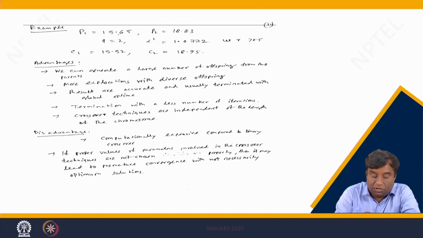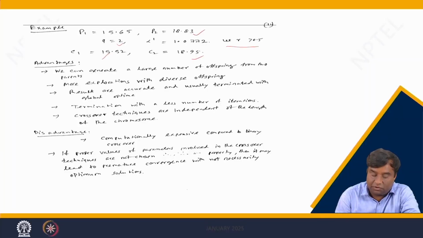So an example: suppose P1 equal to 15.65, P2 is 18.83, Q equal to 2, so we'll get alpha 1 equal to 1.0772, and let R be greater than 0.5. In this case we'll get C1 equal to 15.52 and C2 equal to 18.95. Advantage is that we can generate a large number of offspring from two parents, more exploration with diverse offspring. Results are accurate and usually terminate with a global optimum. Crossover techniques are independent of the length of the chromosome. Disadvantage: computationally expensive, as you have seen, compared to binary crossover. If proper values of the parameters involved in the crossover technique are not chosen, then it may lead to premature convergence with not necessarily optimum solutions.